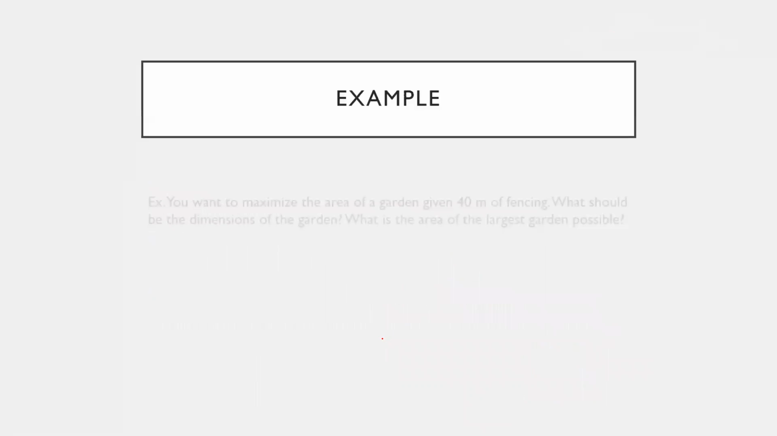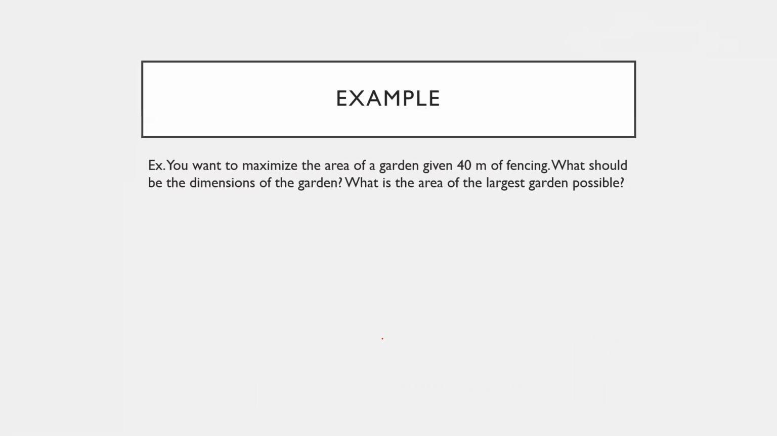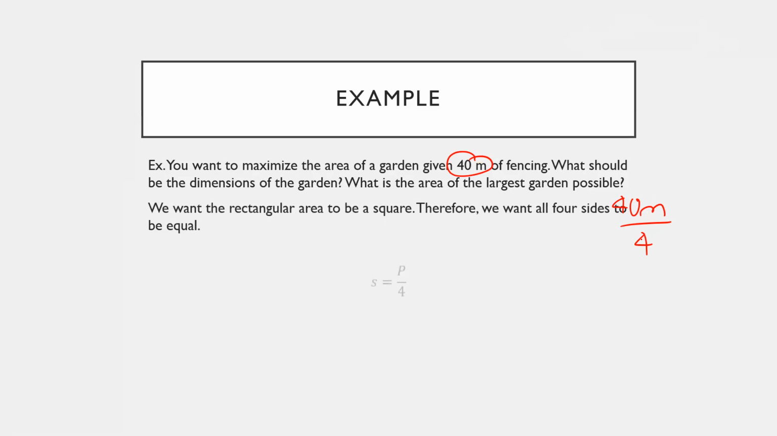So as an example, if you want to maximize the area of a garden that is given 40 meters of fencing, what would the dimensions be if you're trying to maximize that area? So we would take the 40 meters here and we simply divide it by 4. So if you're given the area, you take the square root. If you're given the perimeter, you divide by 4. So we take our 40 meters and we divide by 4 because we want it to be a square.